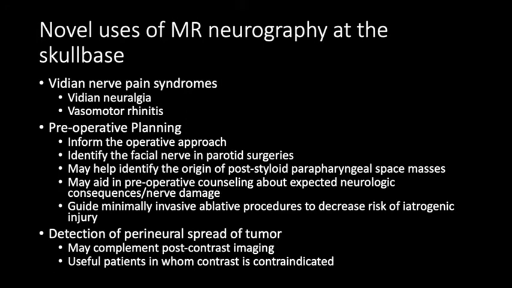More novel uses for MR neurography include uses for more uncommon pain syndromes, such as Vidian nerve pain syndromes. We also have been trying to incorporate it in preoperative planning for lesions at the skull base, as well as lesions that involve the parotid. And it may also be used in patients to look more accurately for very subtle signs of perineural spread of tumor, especially in those who can't receive contrast material.